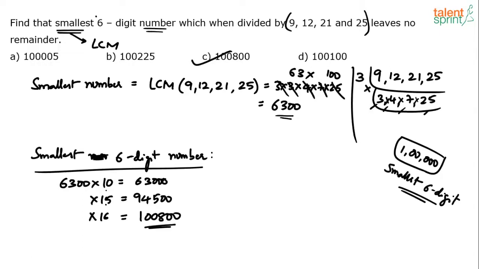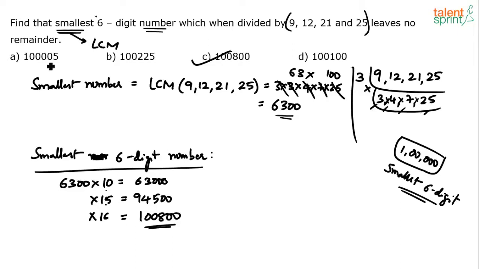Now, is this the only way to solve the question? No. This is the regular way of solving the question. The other way is to go by options. You can go by options and eliminate all the unnecessary answers. Like for example, whatever be the correct answer, it has to be divisible by 9, 12, 21 and 25. Right? Now you know the divisibility rules for 9, 12, 21 and 25, right?